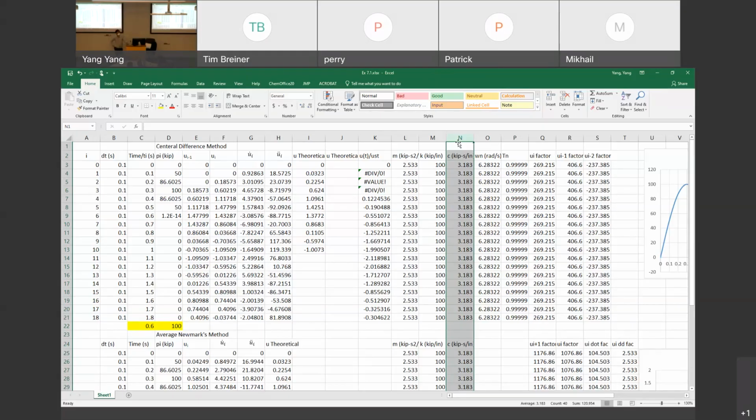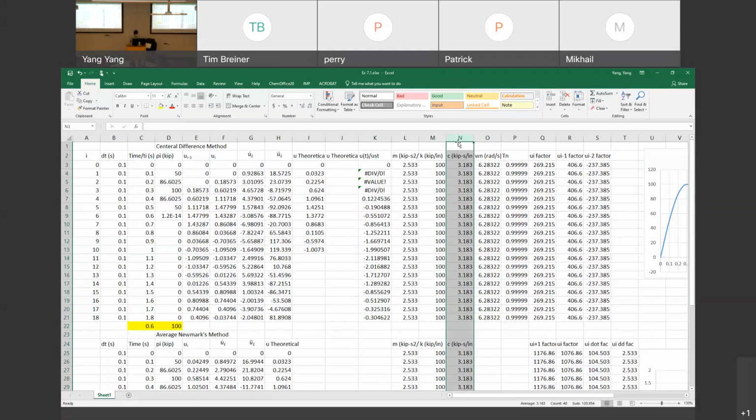Yes, but when C is given, no need for using C, right? Correct. But either damping ratio is given to you or C is given to you. Yeah. Very good, very good question. Any other questions?